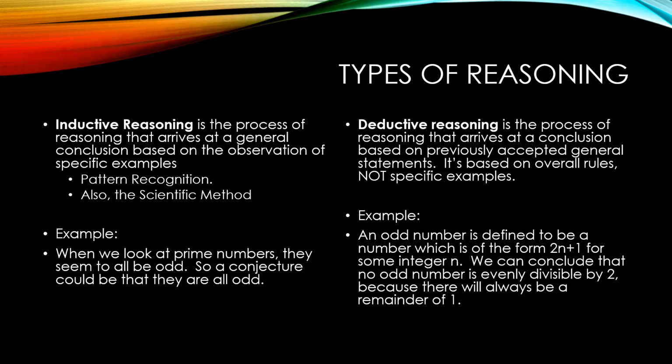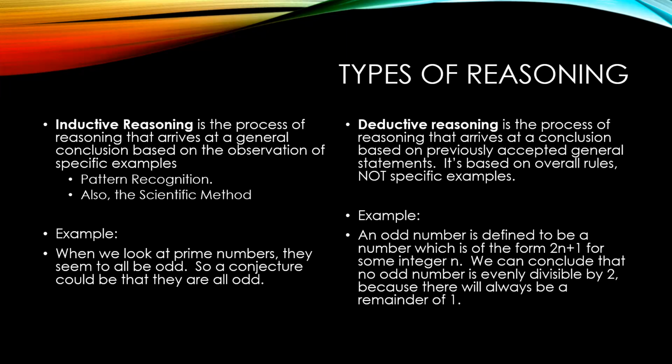I often think of this as the mathematical method as opposed to the scientific method. Deductive reasoning is the process of reasoning that arrives at a conclusion based on previously accepted general statements. It's based on overall rules, not specific examples. The idea here is we define objects and then we create conditional statements based off of those definitions. And we're able to build a world based on those. For instance, we define what a number is. We define the number 1, define the number 2, and so on. We define addition, and then we can build all of the rest of the numbers.